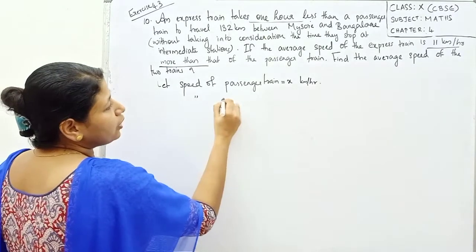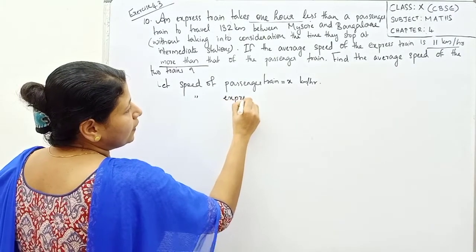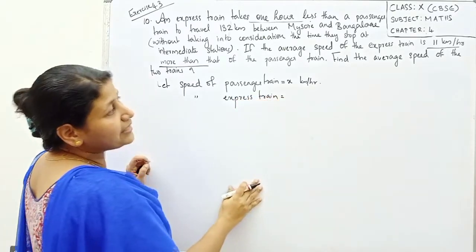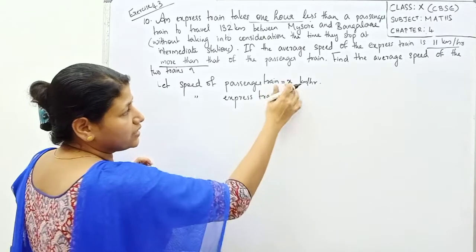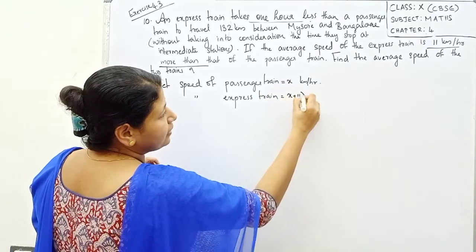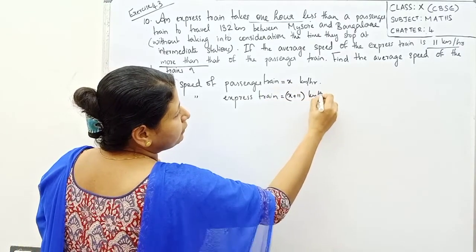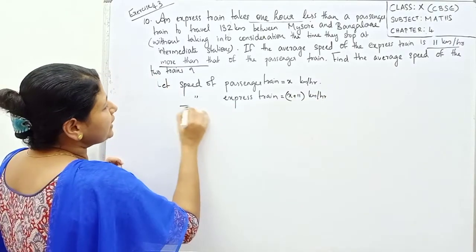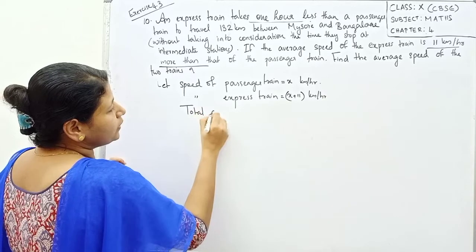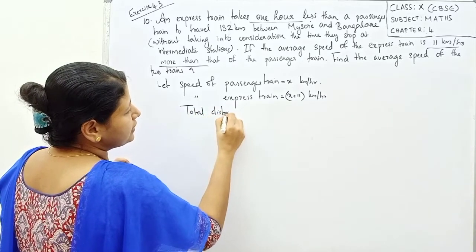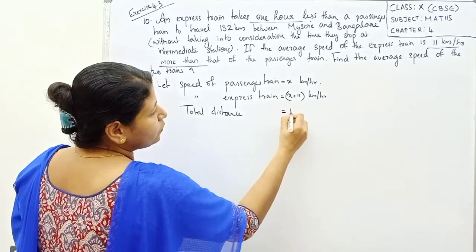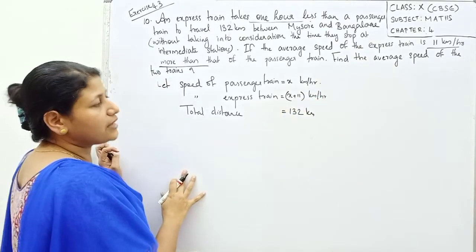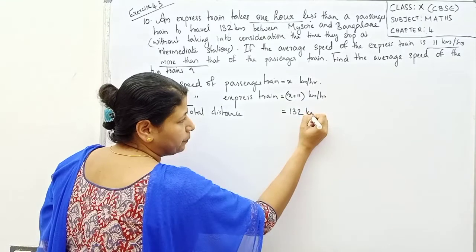And what about the speed of the express train? The express train has 11 kilometer per hour more than this one. So we can take x plus 11 as the speed of the express train. And the total distance travelled, which is 132 km, is the same for both trains. Both are travelling 132 km.